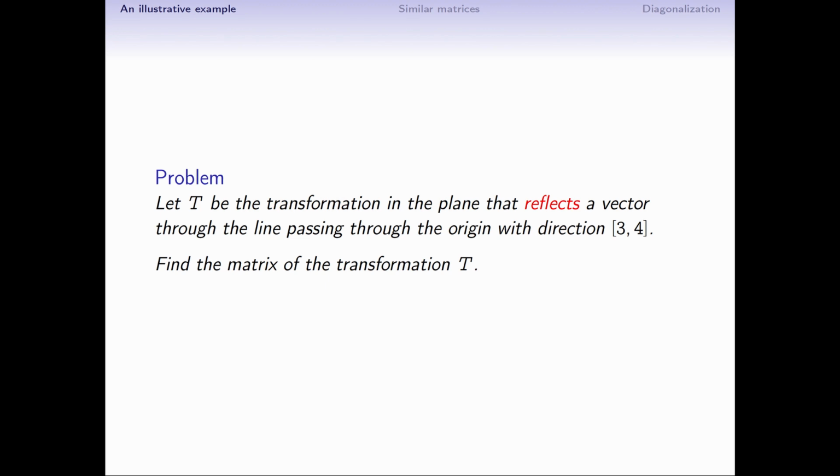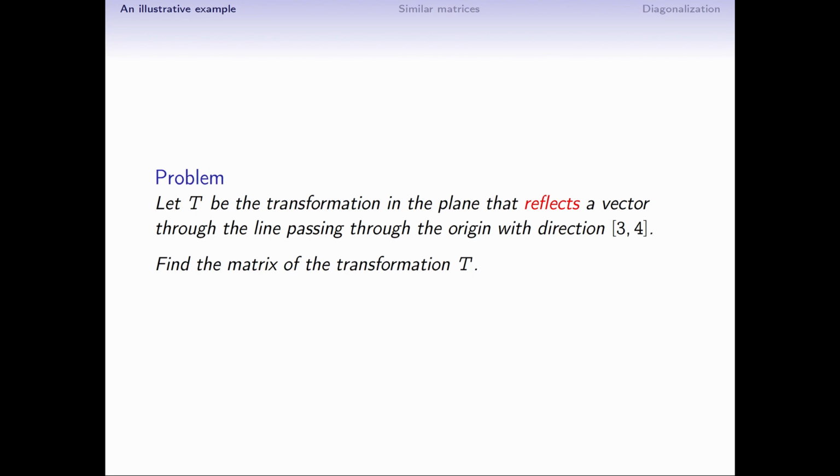We would have said, take E1 and E2, the standard basis for R2, and plug E1 into T and plug E2 into T and find their images. Those two images, the image of E1 and the image of E2, would form the two columns of the matrix of the transformation T. Now I want to look at this through a slightly different lens.